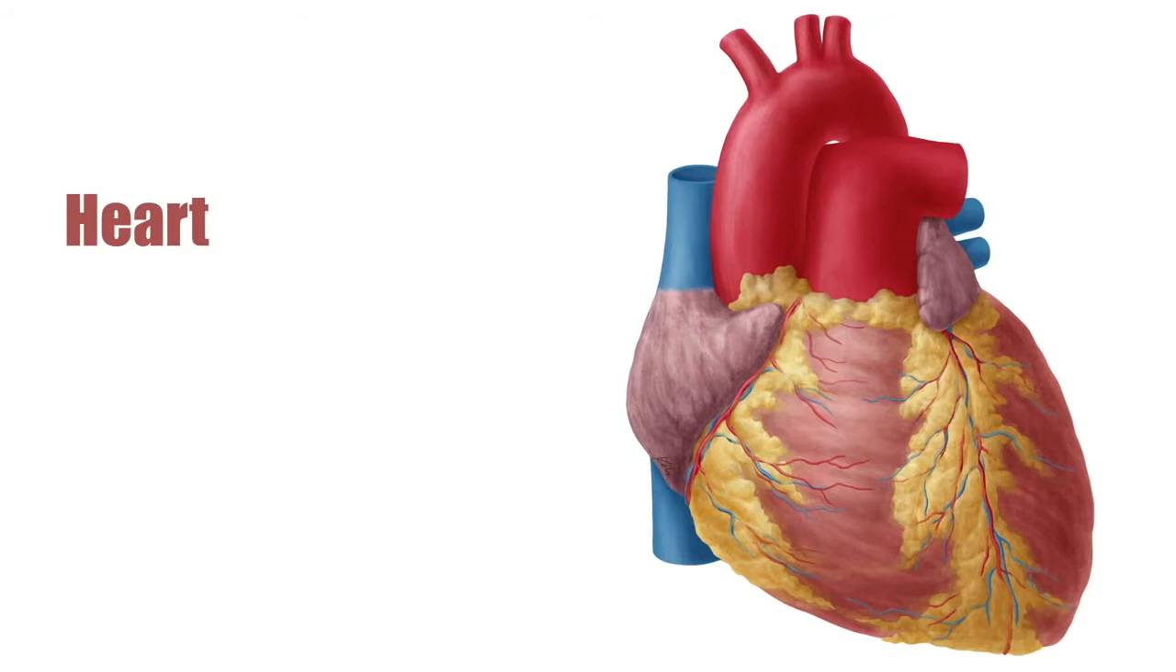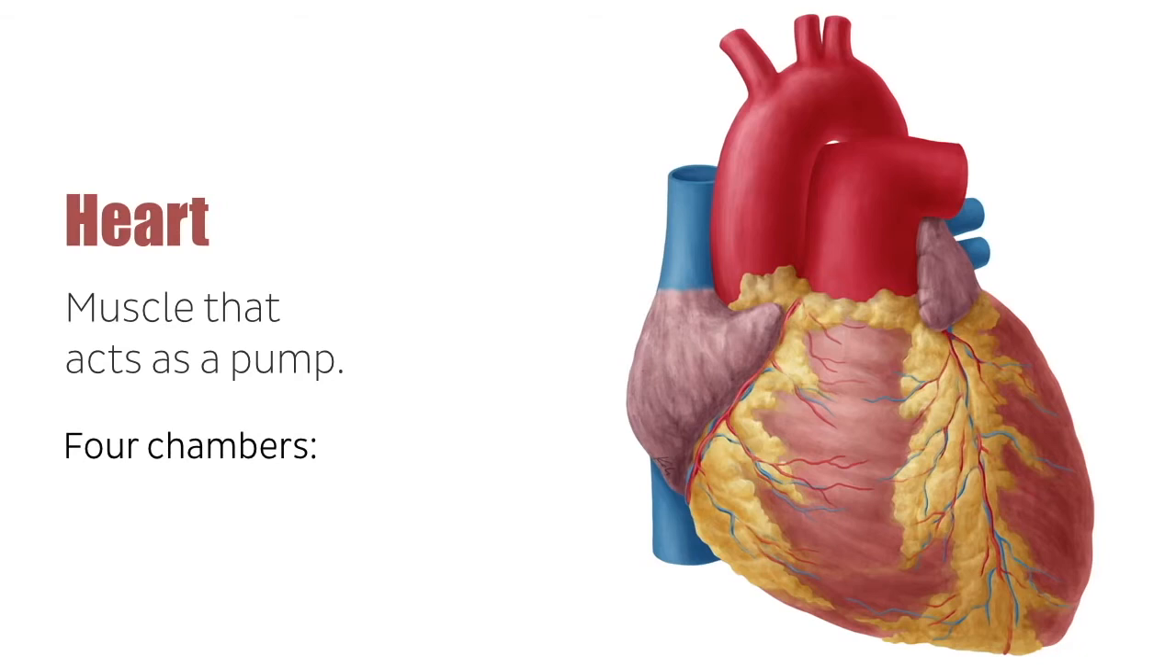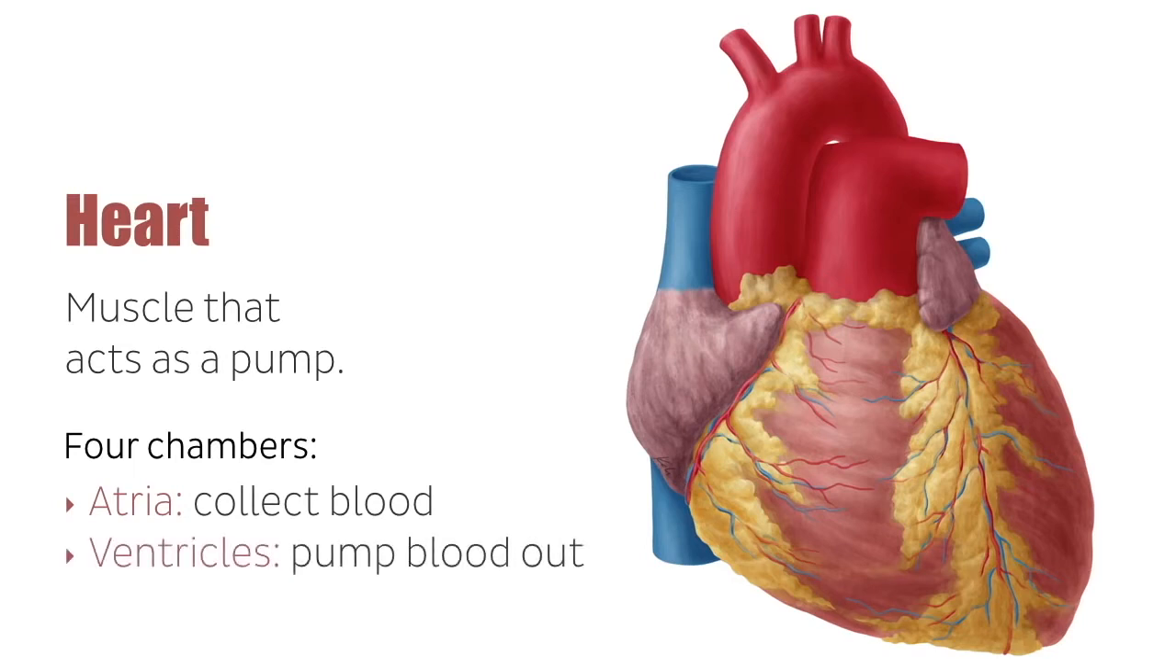The heart is a muscle that acts as a pump. Through electrostimulation, it beats and pushes the blood around the entire body through the circulatory system. The heart is comprised of 4 chambers that consist of 2 pairs on the left and right sides of the heart. The atria collect blood returning to the heart, while the ventricles pump blood out of the heart.